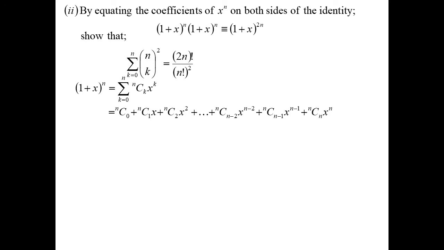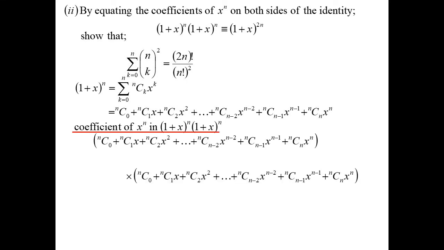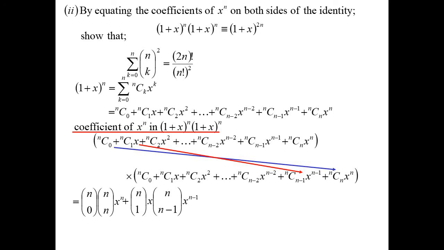Well, I'm going to be looking for the coefficient of x to the power of n, because it's told me that by equating the coefficients of x to the power of n. On the left-hand side of our identity, we're multiplying (1 plus x) to the n with (1 plus x) to the n. So it's that expression I just wrote down times itself. We're looking for things that will produce x to the power of n. So nC0 in the first one would have to be multiplied by nCn in the second one. nC1 in the first one, and here's why I wrote these other terms out, would be multiplied by nC(n minus 1) x to the n minus 1.